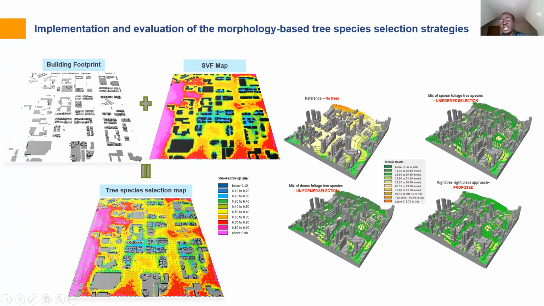Okay, so then we test based on 4 scenarios. So one is when there is no tree. Two is when there is uninformed selection, so people just randomly select sparse foliage tree species and then plant them in the environment. And when there is uninformed selection of dense foliage density, so this is supposed to be the best case scenario. And we compare those with when we use our right tree, right place approach.